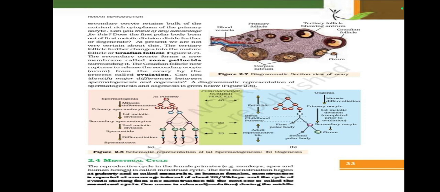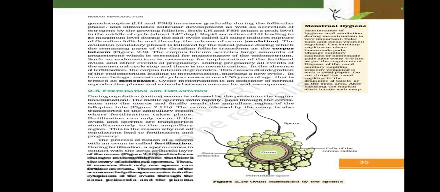Menstrual cycle, the reproductive cycle. The reproductive cycle in female primates, for example monkeys, apes, and human beings, is called the menstrual cycle. The first menstruation begins at puberty. The secretion of gonadotropins, LH and FSH, increases gradually during the follicular phase and stimulates follicular development as well as secretion of estrogens.